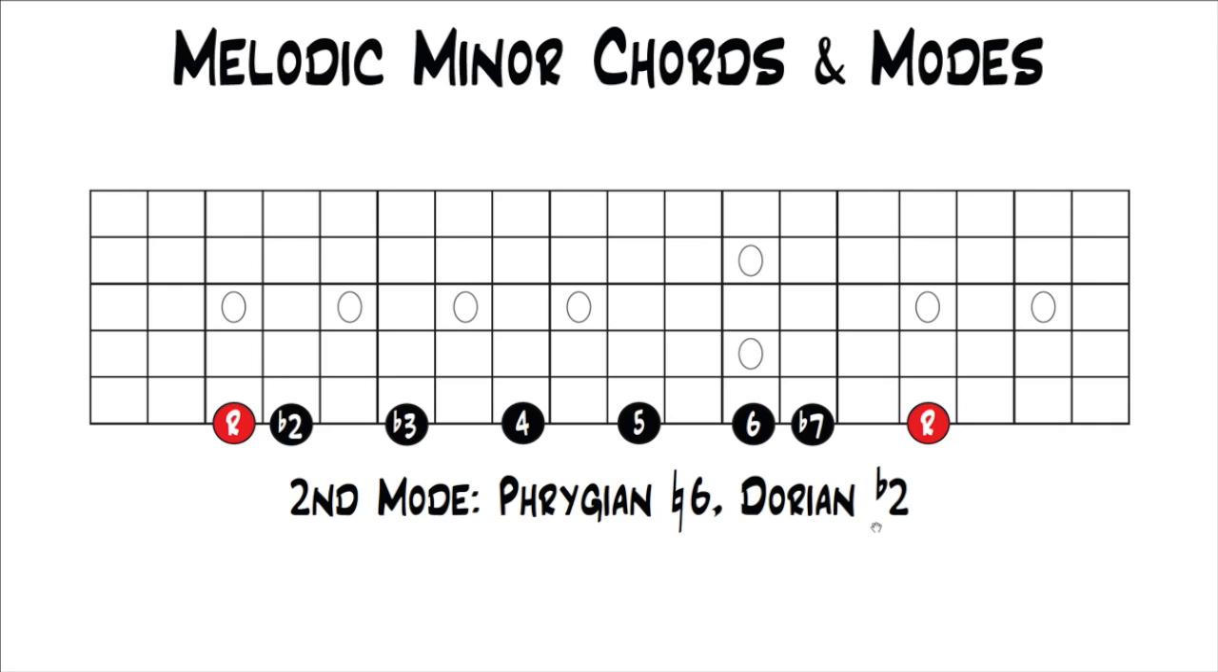Or Dorian flat 2 would be comparing it to the Dorian mode from the major scale, because Dorian mode is root, 2, flat 3, 4, 5, 6, flat 7. This is the same thing except it has a flat 2, so that would be why it's called Dorian flat 2 as a common name.